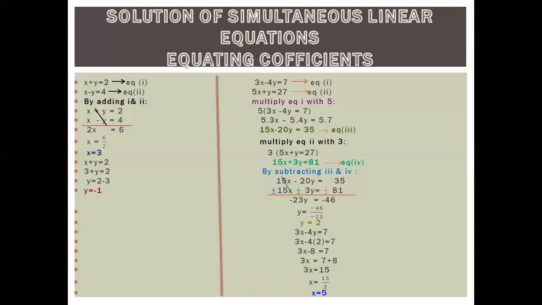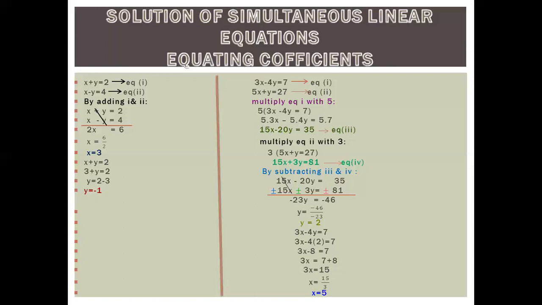Shift 8 to the other side. 3x is equal to 7 plus 8, which is 15. And 3x is equal to 15. Definitely we divide 15 by 3 and x is equal to 5. I think that this method is clear to you from both these questions.